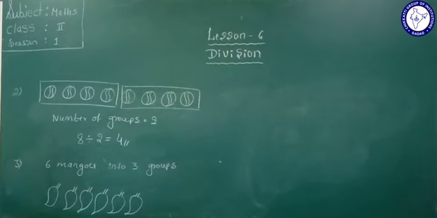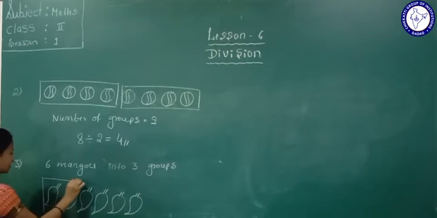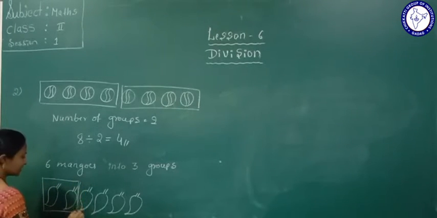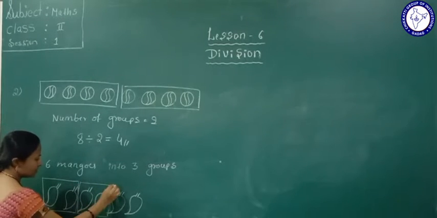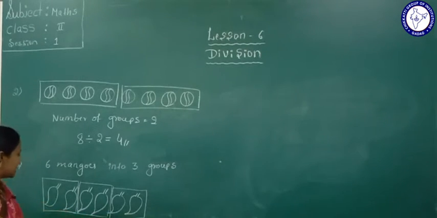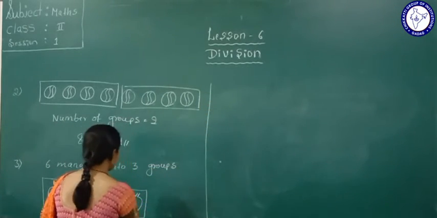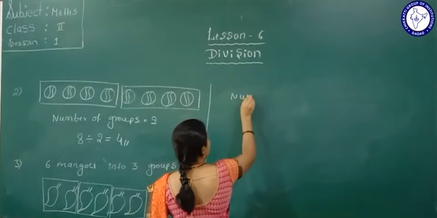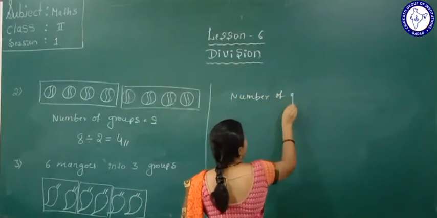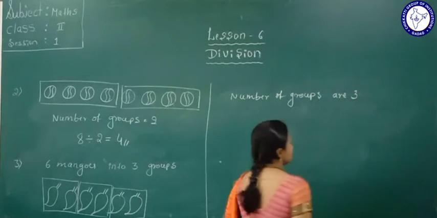So what will we do? We'll make 3 groups. So the first, second, and third one. It means in each group how many mangoes are there? In each group there are 2 mangoes. In one group 2 mangoes, another group 2 mangoes, and another group also 2 mangoes. So we'll write here how many groups there are. The number of groups are 3.